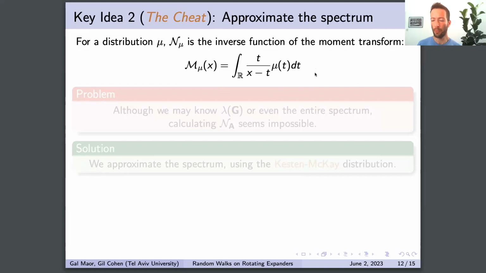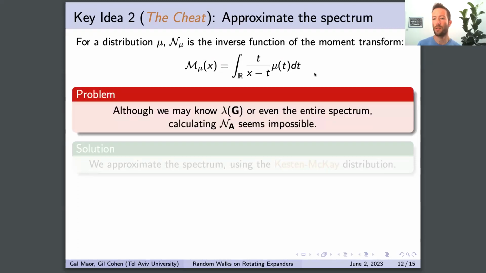And the problem that we face is this. We start, recall, with a graph G. We may know lambda of G. We may even know the entire spectrum of the graph. Now, after knowing the spectrum, we can define the proper random variable and calculate this M transform, which, in the discrete finite case, would be a sum and not an integral. And then, in order to have the N transform, we need to invert this function to get N. And this just seems analytically impossible.